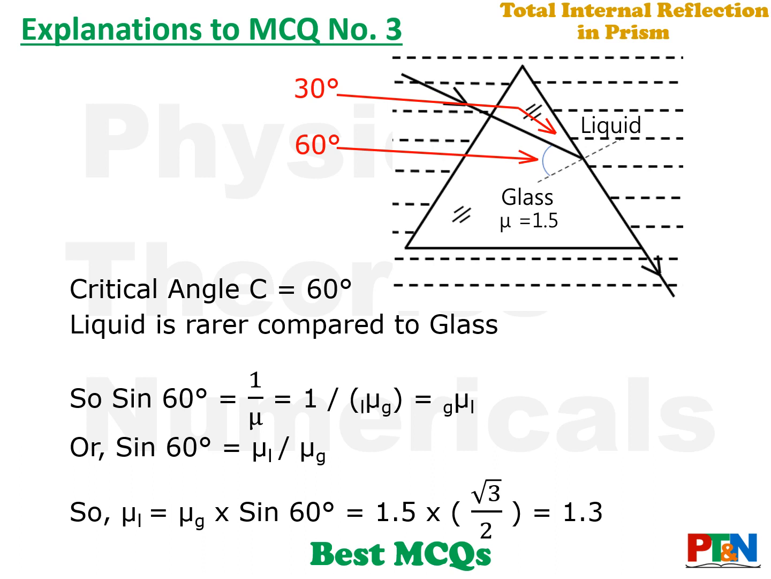So sin 60 will be 1 by mu. What is this mu? Mu is the refractive index of glass relative to liquid. So sin 60 will be glass mu liquid. That means sin 60 is equal to refractive index of liquid by refractive index of glass. Do the calculation, cross multiplication. So you get refractive index of liquid is equal to 1.5 into root 3 by 2, that is 1.3.